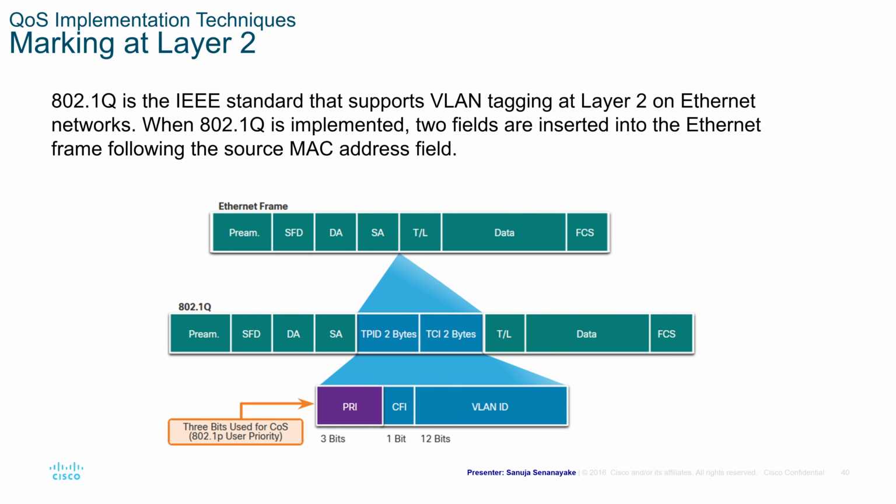So how it is being done is that 2 fields are inserted into the Ethernet frame following the source MAC address to include that information. So the initial frame is going to have these parts, and right after the MAC address field, we insert the TPID, 2 bytes, and the TCI, 2 bytes. That will include the 3 bits used for the COS, the 802.1p IEEE user priority, as well as the 1 bit for CFI and the 12 bits for the VLAN ID. So that's how the breakdown happens.